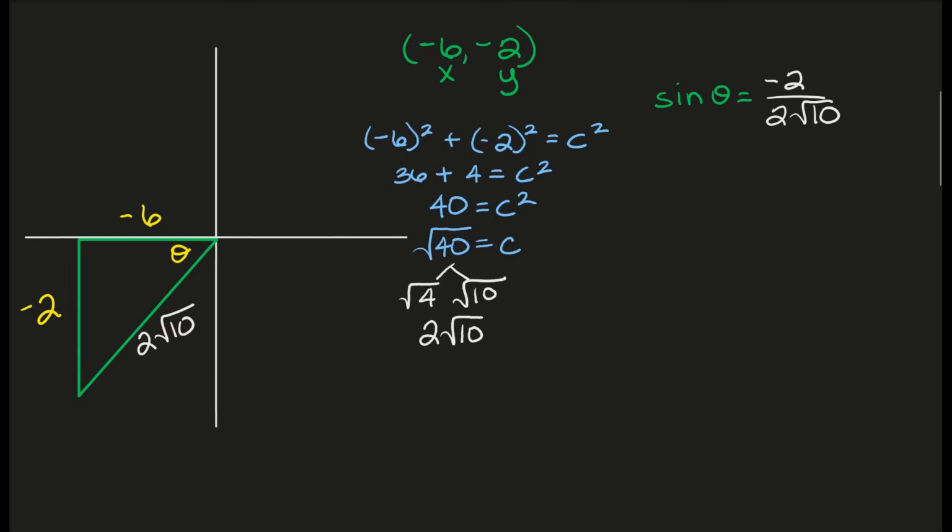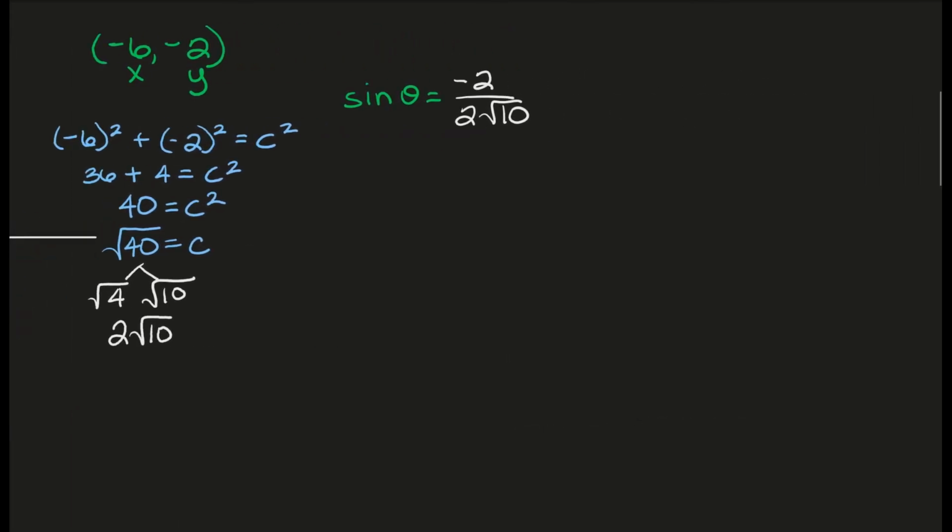Now here we're going to have to do some simplifying. Already we have -2 over 2, so this is the same thing as -1 over the square root of 10. What we want to do now is rationalize. So I'll multiply by the square root of 10 over the square root of 10, and this gives me negative root 10 all over 10. So that's the value of sine of theta here.